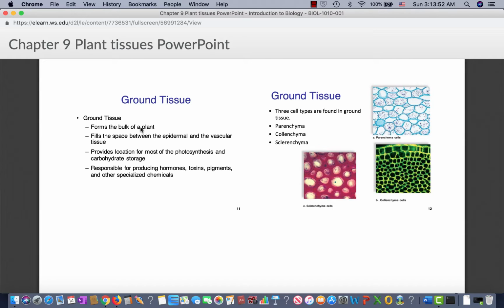Ground tissue forms the bulk of the plant, and it's the space between the epidermal and vascular tissue. Provides a location for most of the photosynthesis and carbohydrate storage. Also produces hormones, toxins, pigments, and other specialized chemicals. Nicotine, produced by the tobacco plant, is actually a rather potent insecticide. And for whatever reason, things that are harmful to mammals also tend to be addictive.